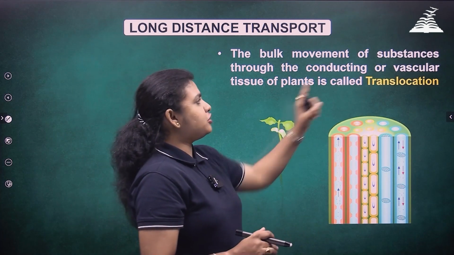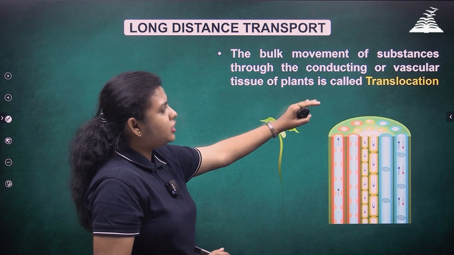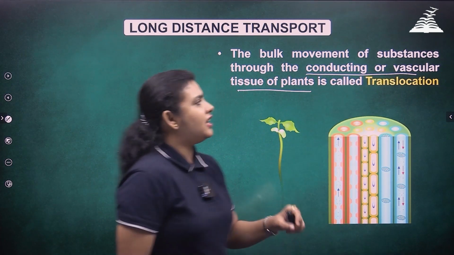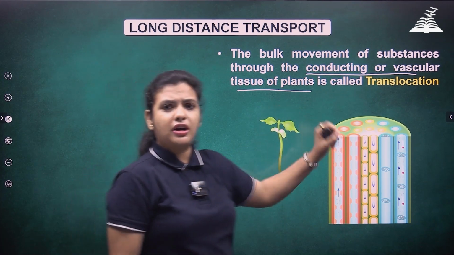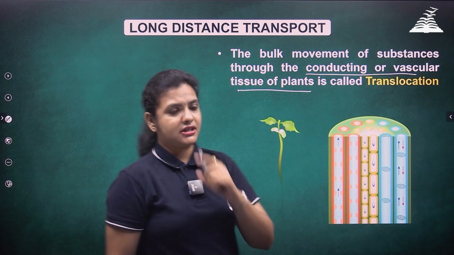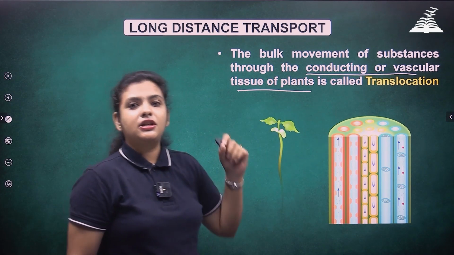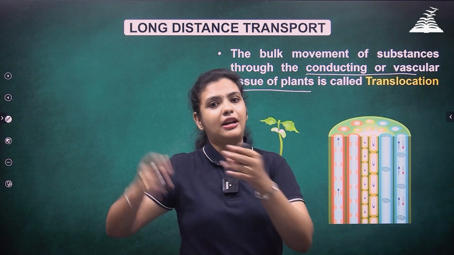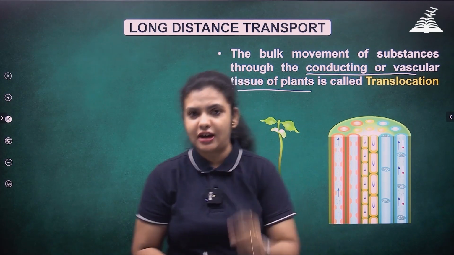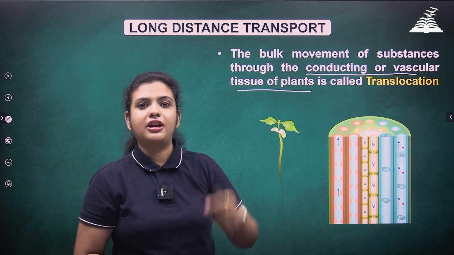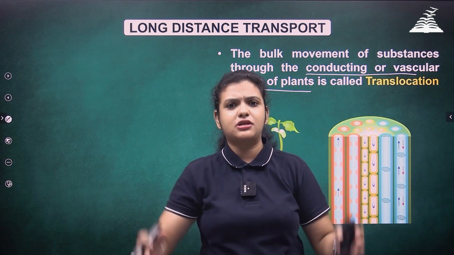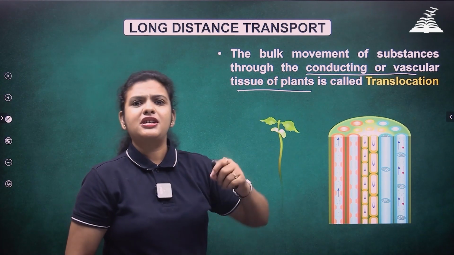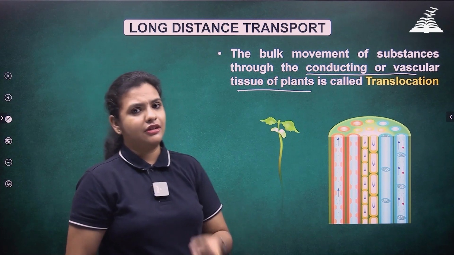The bulk movement of substances through the conducting or vascular tissue of the plants is called translocation. Didn't we talk about this earlier? Yes. What is translocation? The movement of food or water which is happening with the help of xylem and phloem is called translocation. So the phenomenon that is used to transport a mass or chunk of molecules is translocation and not simple diffusion or active transport.